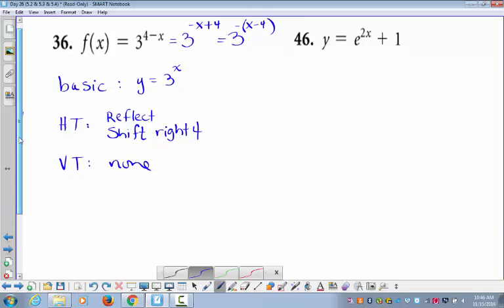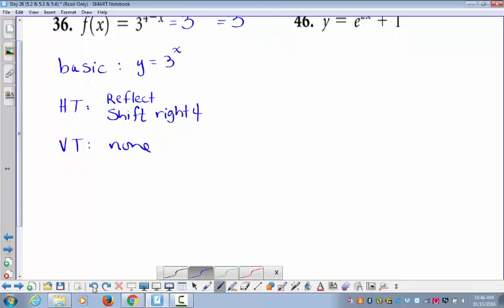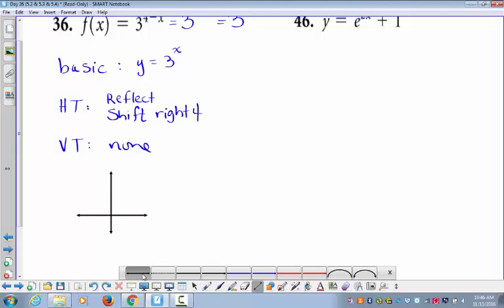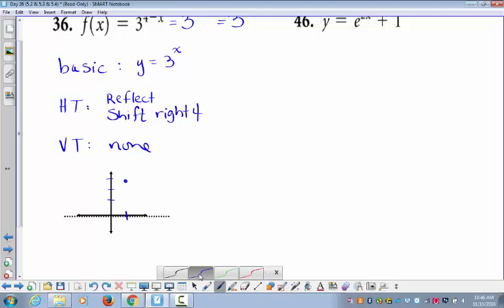All right, so we're going to go to our basic function first, 3 to the x. And we know that the horizontal asymptote is the x-axis. And we know over at 1, we're up at 3. 0, 1, and negative 1, 1/3. So there's our basic function, 3 to the x.